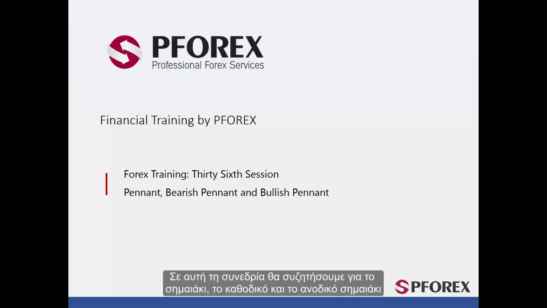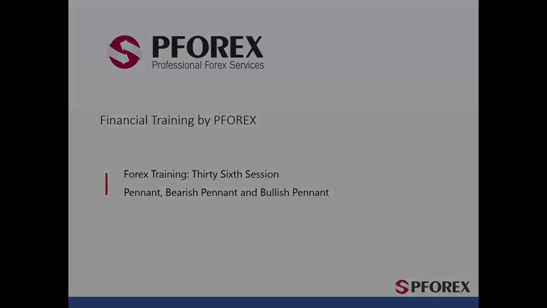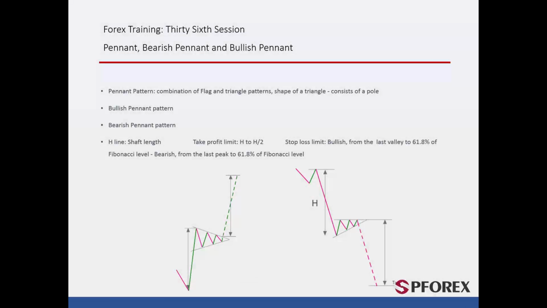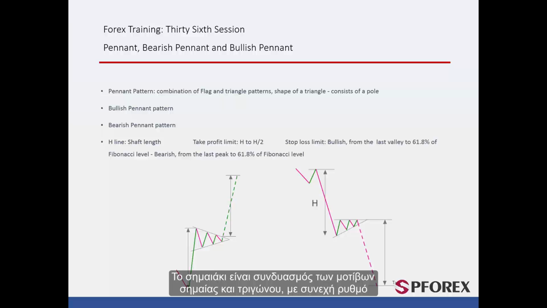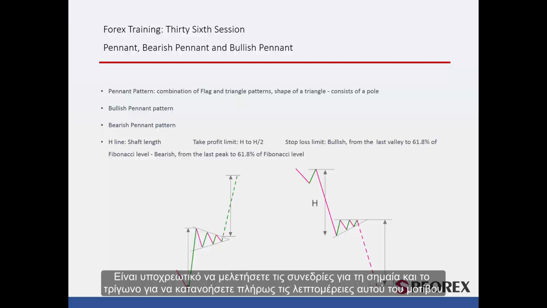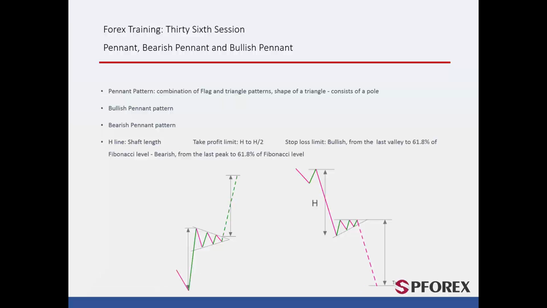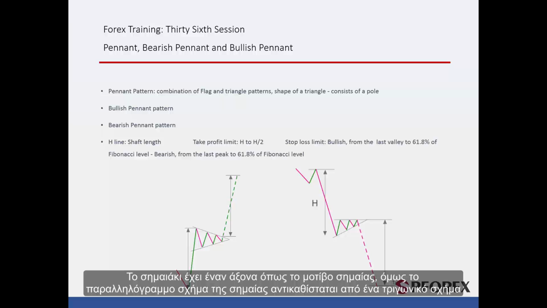Pennant, bearish pennant and bullish pennant will be studied in this session. Pennant. Pennant is a combination of a flag and a triangle pattern, which has a continual manner. It would be mandatory to study sessions on flag and triangle to fully understand pennant pattern details. Pennant has a shaft-like flag pattern, while the rectangular shape of a flag is replaced with a triangle shape.